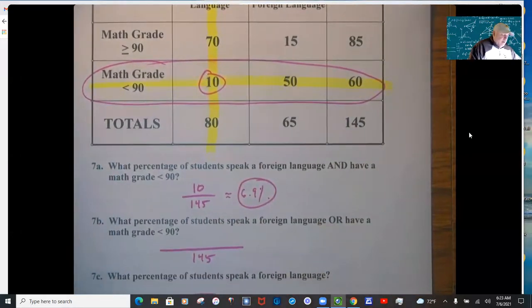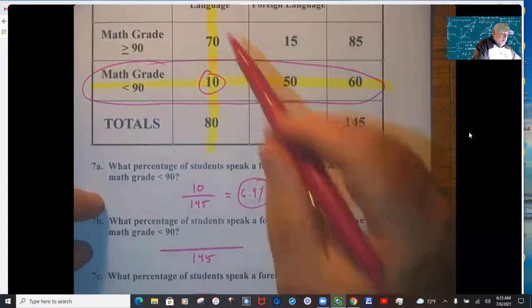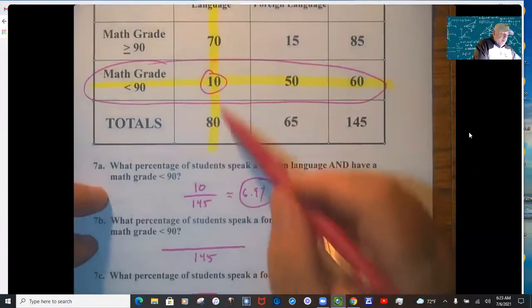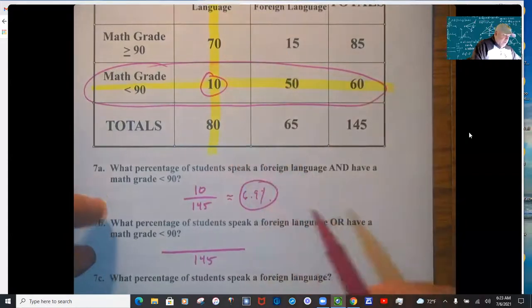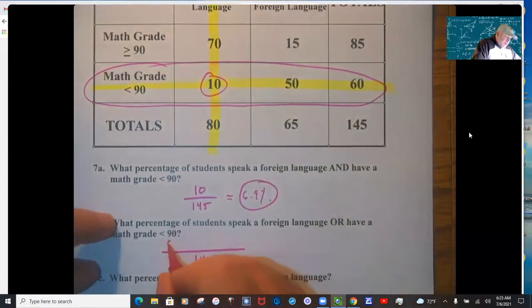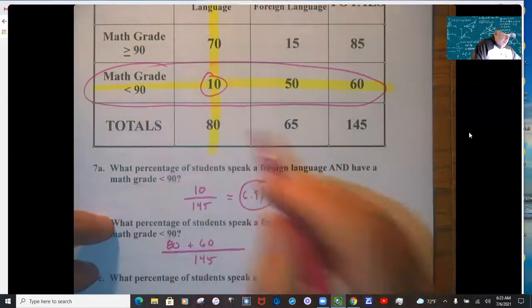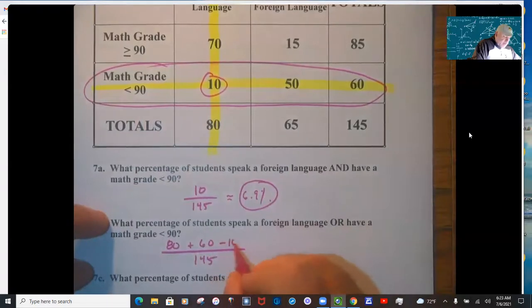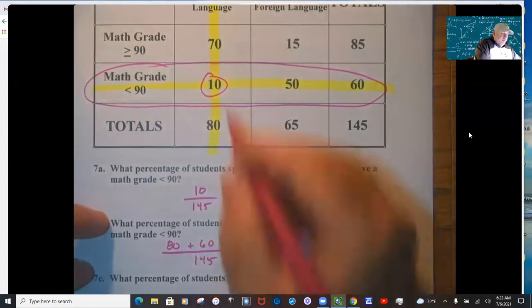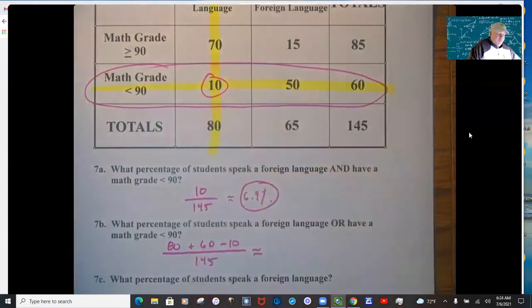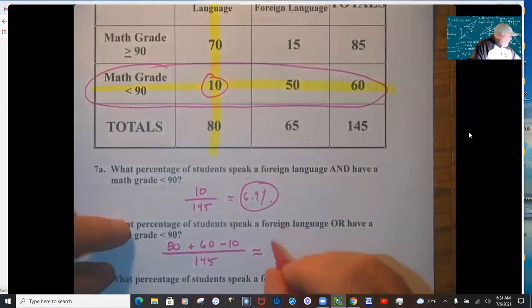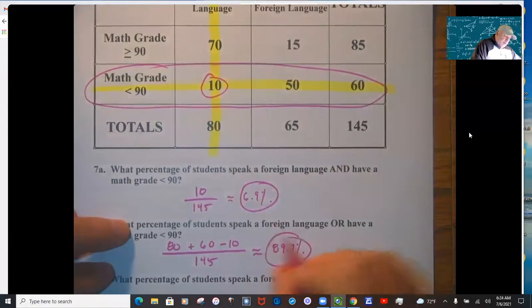Okay, now here we are going to go to the edges. So 80 of them speak a foreign language. 60 of them have a math grade less than 90, and we need to subtract 10 because in this 80 and this 60, we're counting the 10 twice. So now, again, you are working on the edges of the table to get your values.